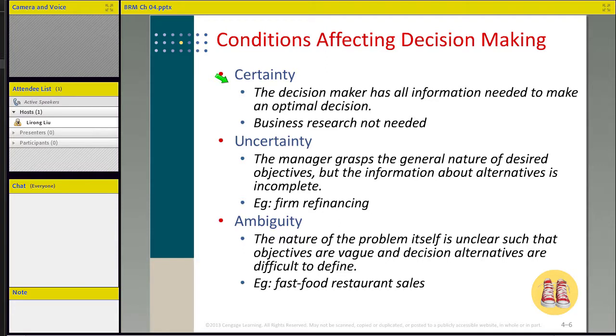Now the last situation is ambiguity. All right, this is much more difficult. This is much more difficult because when you have ambiguity, okay, the management may not be clear about what's going on. They may not know their objective. They might not know what decision they need to make. But business research can still help. Okay. Here's one example. Suppose, for a fast food restaurant, okay?